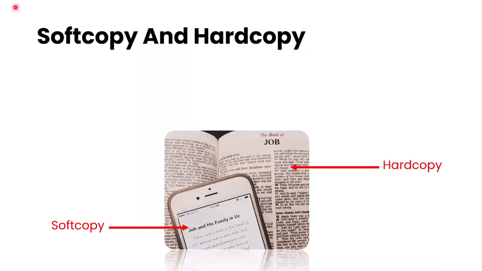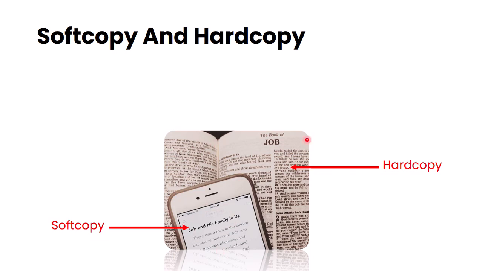Okay, so let's look at a soft copy and a hard copy. If you say soft copy, what does it mean? A soft copy, as you can see here, is the information that is displayed on the screen. So if you have information on the screen, like this lesson, you are viewing it on the screen, maybe a mobile phone or a desktop or a laptop or any digital device. So this is a soft copy.